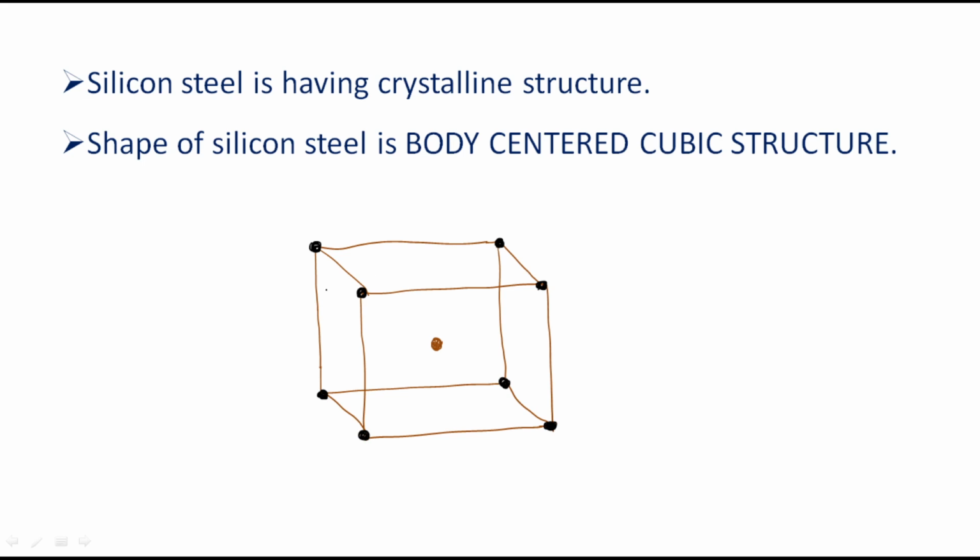Which is nothing but there are 8 atoms at the 8 corners of the cube, and an atom is present at the center of the cube. Sorry, there are 8 atoms which are present at the corners of the cube, and one atom is present at the center of the cube. So let us say this is the structure of silicon steel grain. So this is called as silicon steel grain.